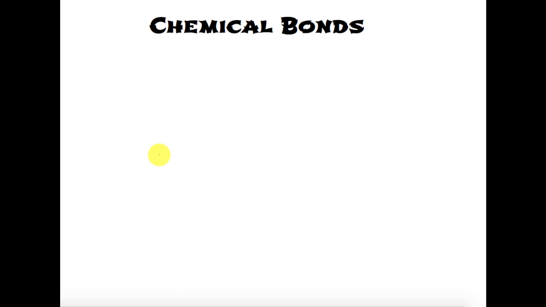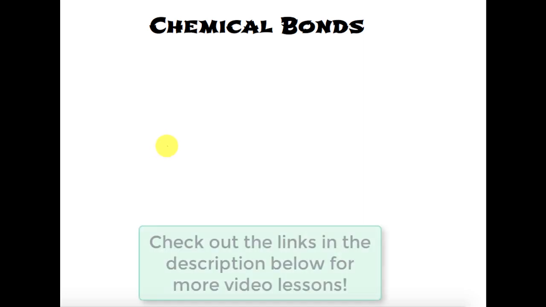Hey everybody, welcome to another chemistry video lesson. Today's video lesson is going to start our topic of chemical bonding. So I'm going to briefly talk about what chemical bonds are and then get into our first type of chemical bond, which is the ionic bonding.